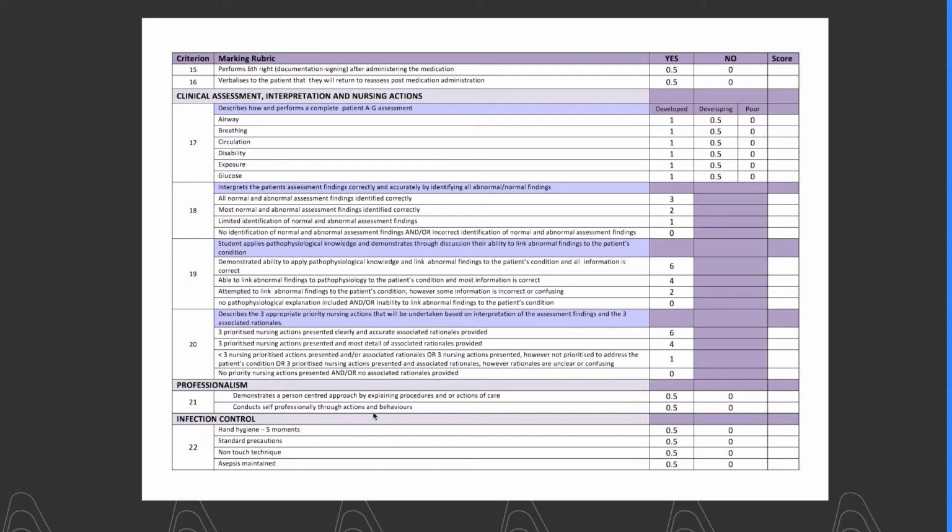There are also marks allocated for infection control, your hand hygiene. So remember your 5 moments, please. There is either yes or no. So either you did all your 5 moments or you didn't. Standard precautions, non-touch technique, and asepsis maintained. Again, we've come back to yes or no responses for this. Either you did all your standard precautions or you didn't. You used non-touch technique or you didn't, or your aseptic technique was maintained or it wasn't. So those are the marks that are allocated there.